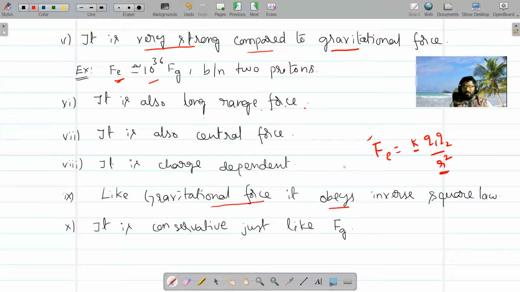And the electrostatic or electromagnetic force is also a central force. Central force means it acts along the line joining the centers of the charges. It is a long range force, just like gravitational force. It is a central force, just like gravitational force. One more point: it is a conservative force, just like gravitational force. And it is charge dependent, whereas gravitational force is charge independent. Based on these points you may get questions, so you have to remember these points.